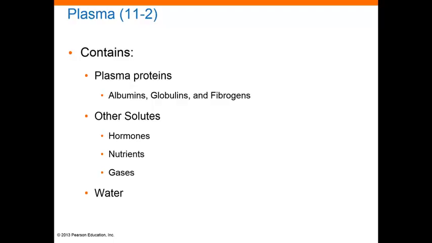Globulins act as transport proteins and as antibodies. And fibrinogen functions in blood clotting. It can be converted to fibrin. About 90% of plasma proteins are synthesized by the liver. Now, plasma minus clotting proteins like fibrinogen is called serum. Plasma also contains hormones, nutrients, gases, and about 92% of plasma is water.